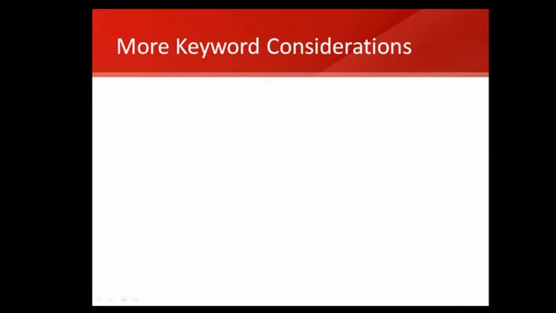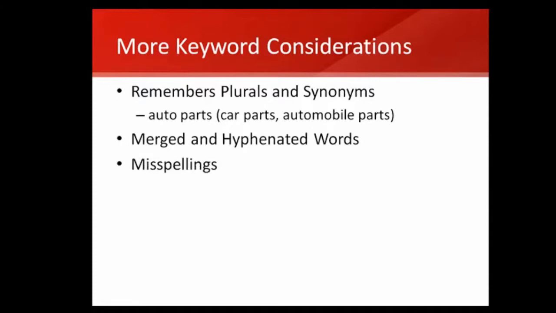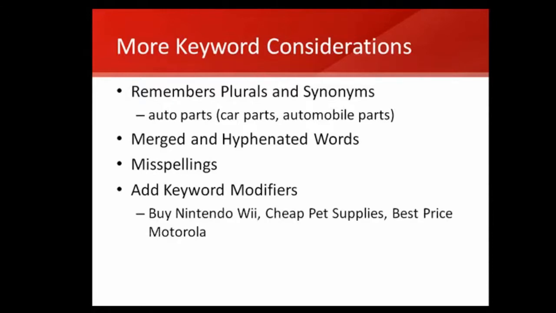I tried to keep this content down, but there is so much to cover with SEO. So remember plurals and synonyms like auto parts, car parts, automobile parts. Keep in mind merged and hyphenated words, even misspellings. Like I said, plurals and synonyms, like when I was saying car part or car parts, those would be different. Add keyword modifiers to your keywords. So things like buy Nintendo Wii, cheap pet supplies, best price Motorola. Those are all some indicators and examples of modifying keyword phrases.